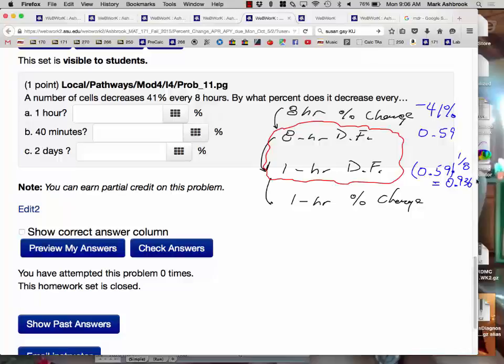So then the 1-hour percent change is the opposite of 1 minus that, right? Again, this is what you keep. We're going to keep 93.6% every hour, which means, how much do we lose? 6.4%? And 6.4% is what we lose every hour.